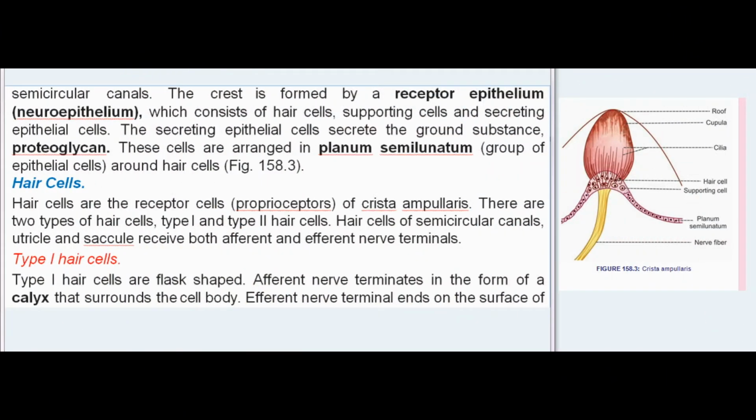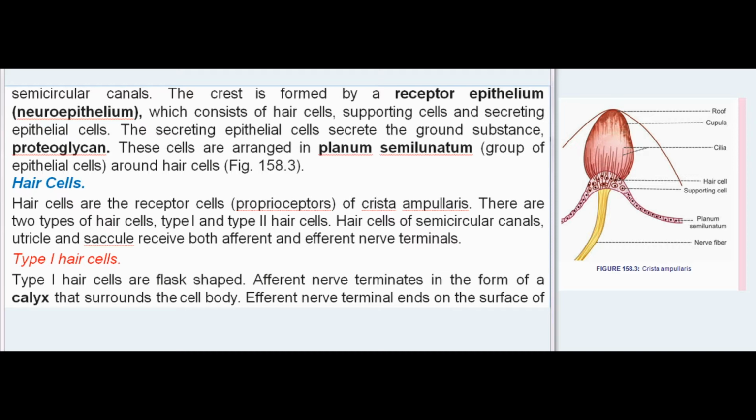The crest is formed by a receptor epithelium, neuroepithelium, which consists of hair cells, supporting cells, and secreting epithelial cells. The secreting epithelial cells secrete the ground substance, proteoglycan. These cells are arranged in planum semilunatum, group of epithelial cells, around hair cells, Fig 158.3. Hair cells are the receptor cells, proprioceptors, of crista ampullaris.